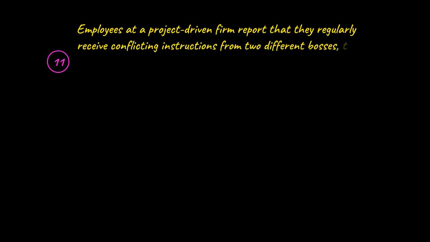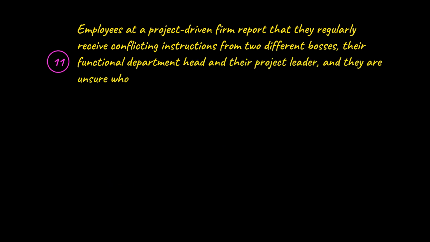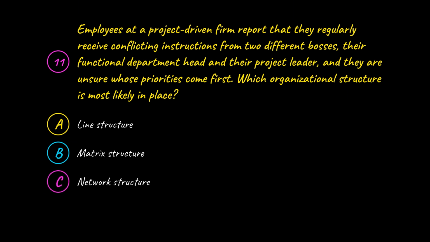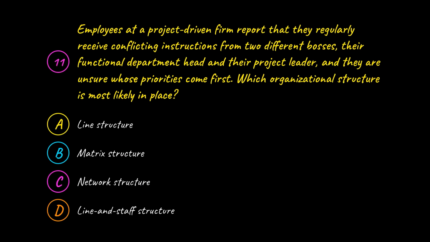Question 11. Employees at a project-driven firm report that they regularly receive conflicting instructions from two different bosses, the functional department head and their project leader, and they are unsure whose priorities come first. Which organizational structure is most likely in place? Your options are A. Line structure, B. Matrix structure, C. Network structure, D. Line and staff structure. Before I reveal it, which one do you think is right?